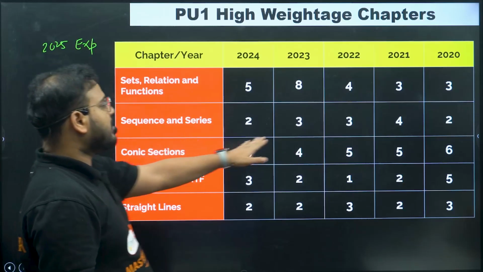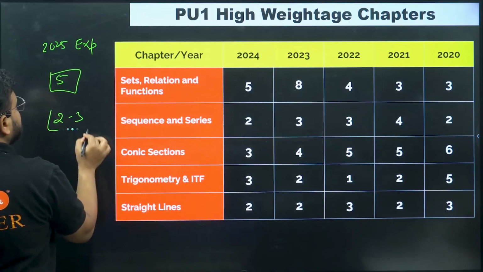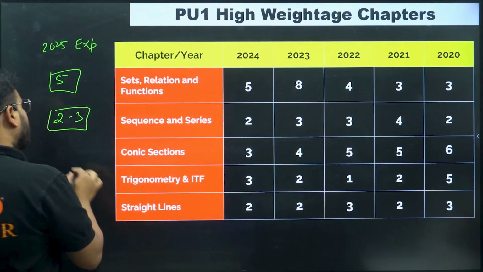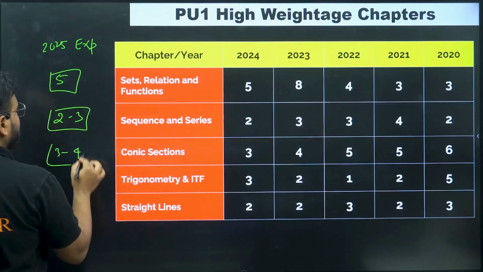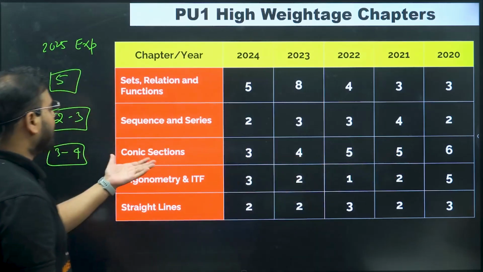Sequence and series 2, 3, 3, 4, 2. Again, minimum of 2 to 3 questions can come from here as well. Sequence and series, you can have conic section also. 3 to 4 questions can come your way, but here please check. Conic section 3, 4, 5, 5, 6. So 4 questions can come over here in conic section.